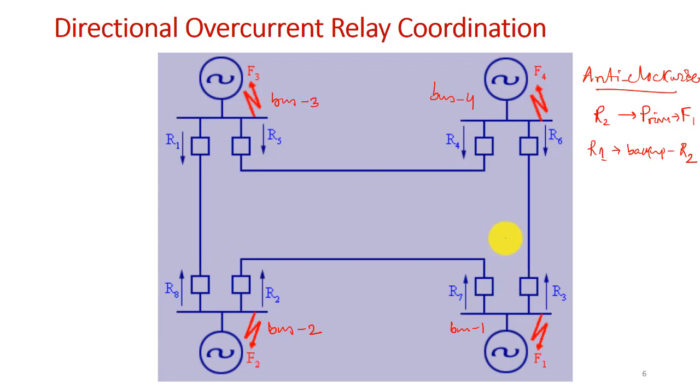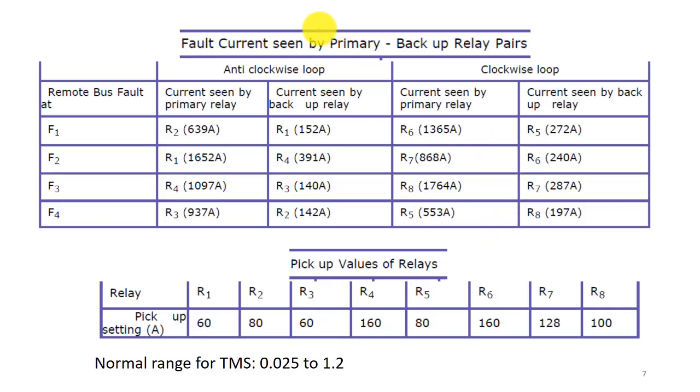Okay, so now let us see the table which summarizes the anti-clockwise and clockwise protection. Now we'll see the fault current seen by the primary and backup relay pairs. So fault current is given here.